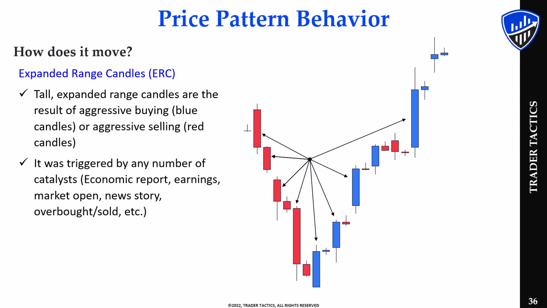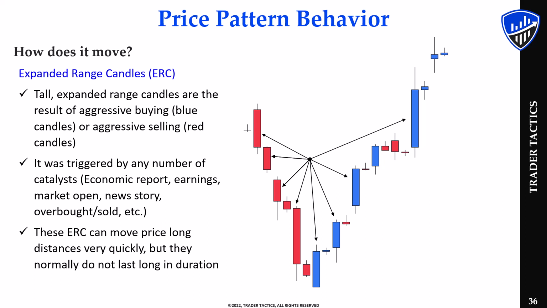And it was triggered by any number of catalysts. Again, it could be an economic report, earnings report, market open, and a big flood of buy or sell orders comes in, some news story, overbought, oversold. I mean, there's so many different potential catalysts of why price could go up or down, and it changes daily. And these ERCs, expanded range candles, can move price long distances very quickly, but they don't typically last very long in duration. So in other words, it's like a sprint where the sprinter can go really, really fast, but it's not going to last very long.